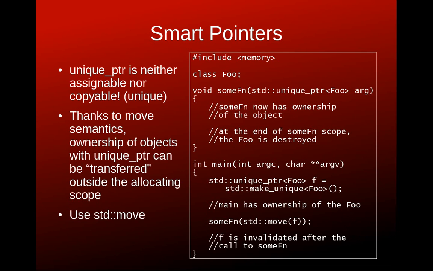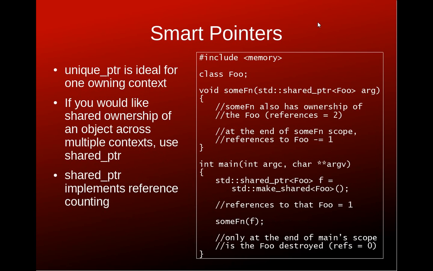So if you have a lot of situations where you need to use objects outside of your scope, the scope that they're allocated in, then maybe that's a good sign that you don't want unique pointer, but rather that you want shared pointer. So shared pointer is great for objects that you would like to use in more than one context, okay? So shared pointer, what it does is it implements reference counting.